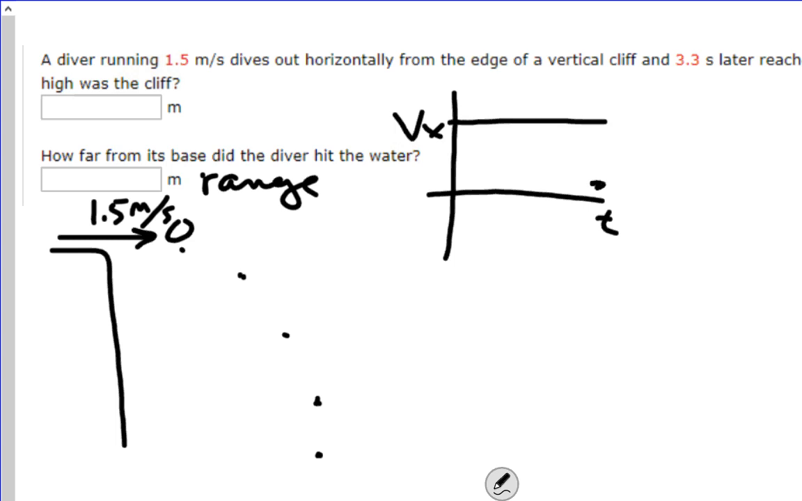We've got 3.3 seconds because the time is given to you. You're looking for the range, which is our second question. We don't exactly know what that is, but I bet we can figure it out pretty quickly because you notice they give us the velocity.